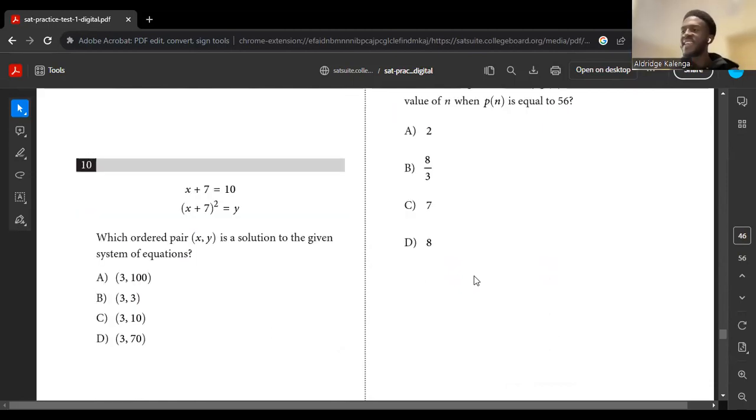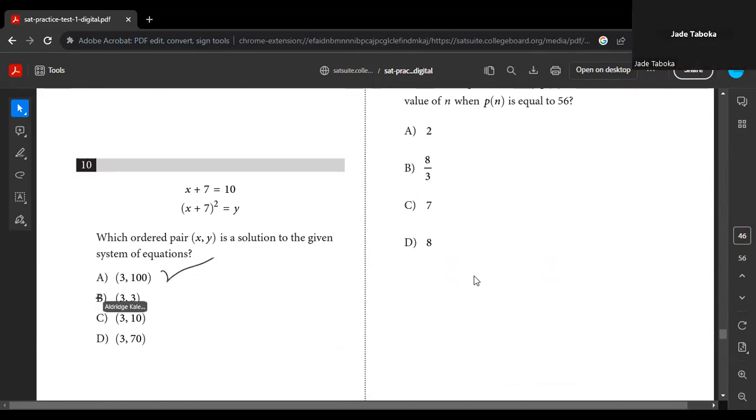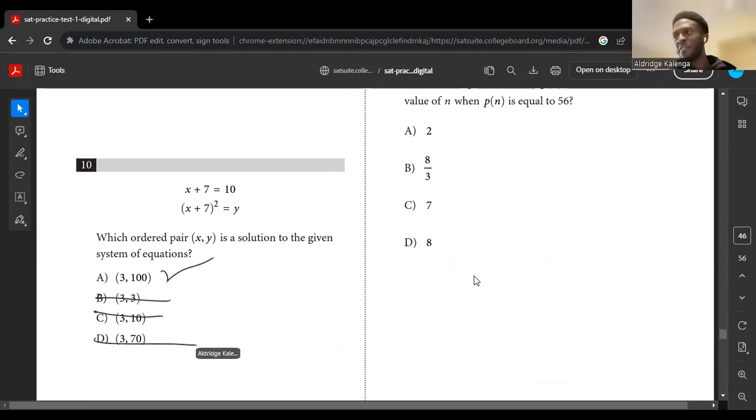Okay, so it says x plus 7 is equal to 10, and (x plus 7) squared is equal to y. I can already see our answer is A. Does anyone else see why? The answer is A even before we solve this question. Because you could basically square 10 to get the answer, and 10 squared is 100. Exactly, right? Because if x plus 7 is equal to 10, then (x plus 7) squared is equal to y, so y should be 10 squared, which is 100.